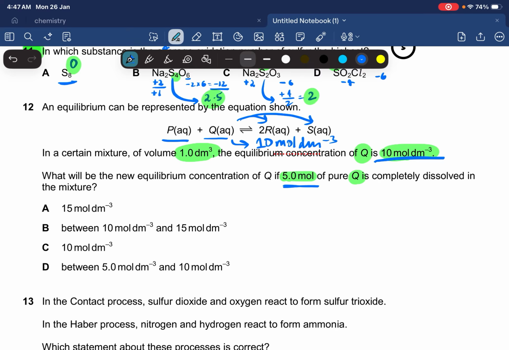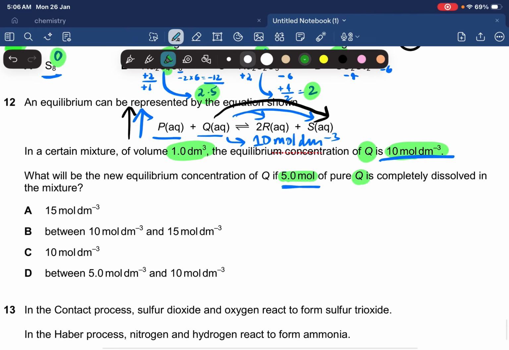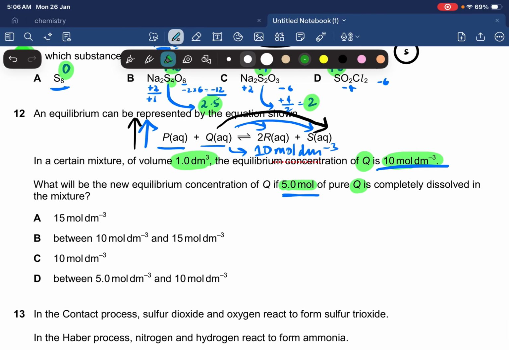So we're adding Q. When we increase Q, what's going to happen? The equilibrium is going to move forwards, right? And it will try to balance out everything that we do. So if we try to increase the concentration, the equilibrium is going to try to decrease it. So since equilibrium will try to decrease it, it cannot be 15, yeah? We're sure about it.